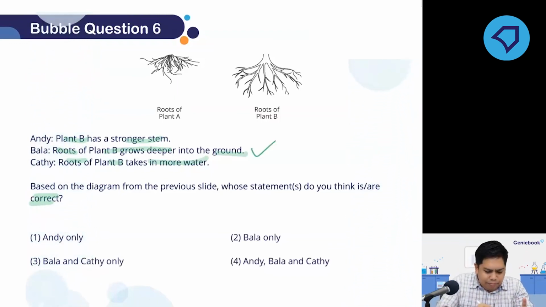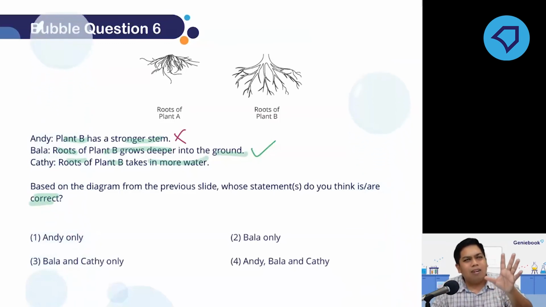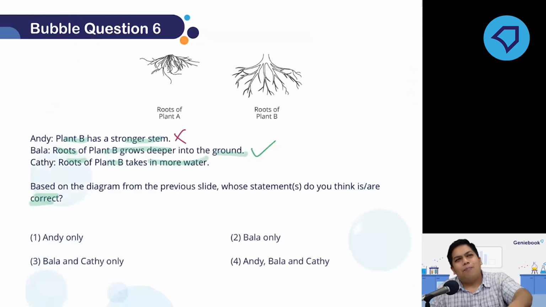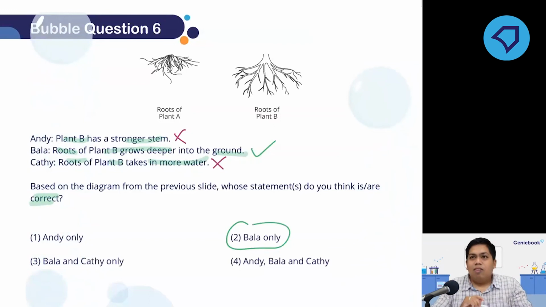And then Katie says roots of plant B take in more water. So Katie's one is the tricky one. That's where some students were like, it sounds correct. But actually it has nothing to do with pulling the roots out from the soil. So that's why this is out. So only Bala is correct. So that is the answer. Okay.